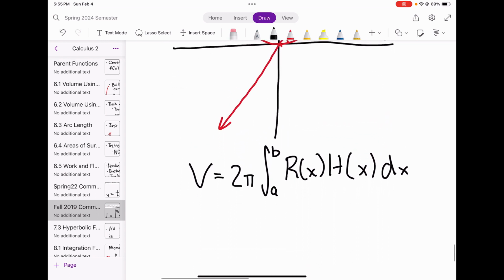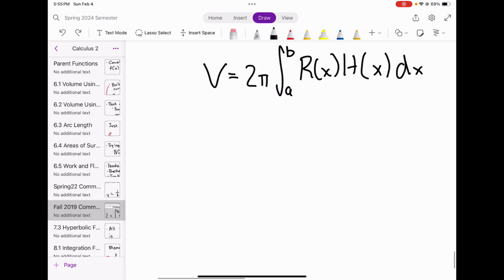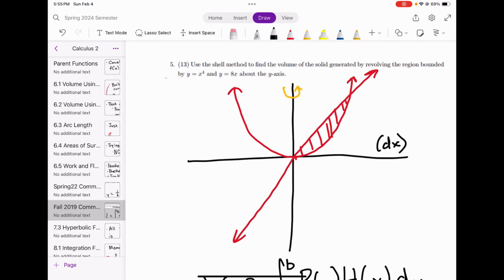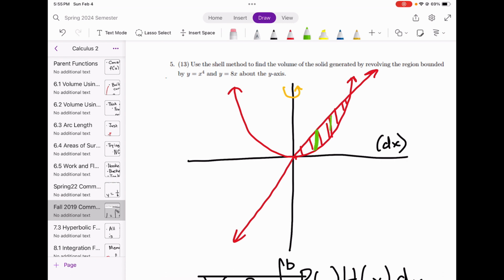What I like to do here is confirm what r of x is and what h of x is outside, and then I plug it in afterward. So let me go ahead and do that. I will start with h of x. H of x represents the height parallel to the axis of rotation. So if this is the axis of rotation, this right here is going to be your h of x, right? And the best way to do it is to figure out what this gap is. That gap can be signified by the top function minus the bottom function.